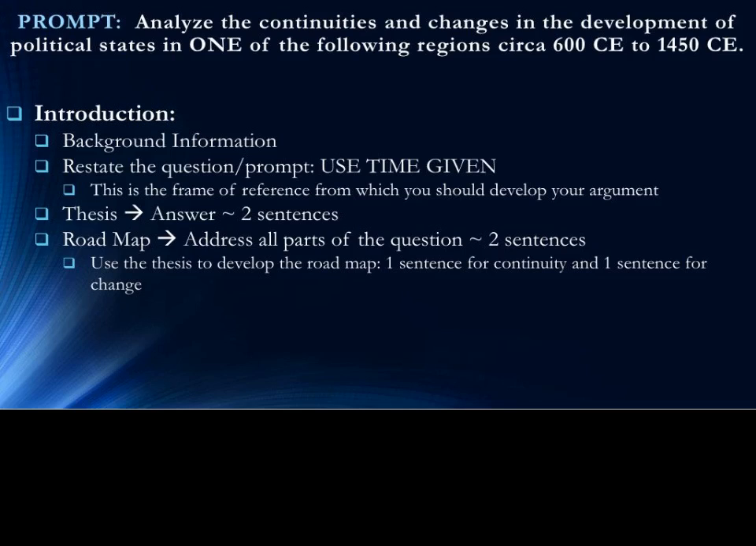Okay, so here's our prompt. Analyze the continuities and changes in the development of political states in one of the following regions, circa 600 to 1450. Obviously, you're going to start with your introduction. And the first thing that you need is background information. This could be one sentence, maybe two. You don't need a lot, just put it all together and give your reader a setting, right? Your background information, time, place, situation, whatever is necessary.